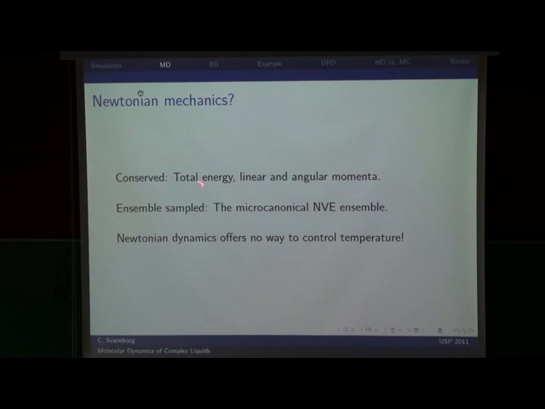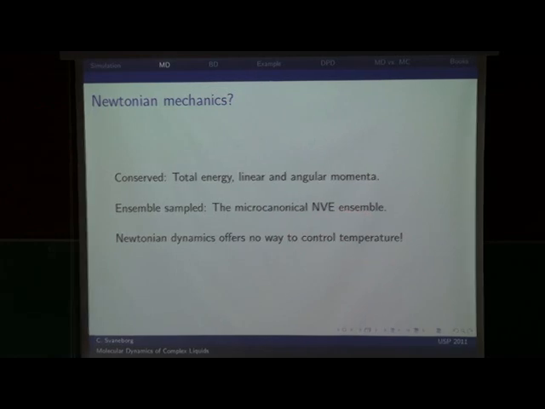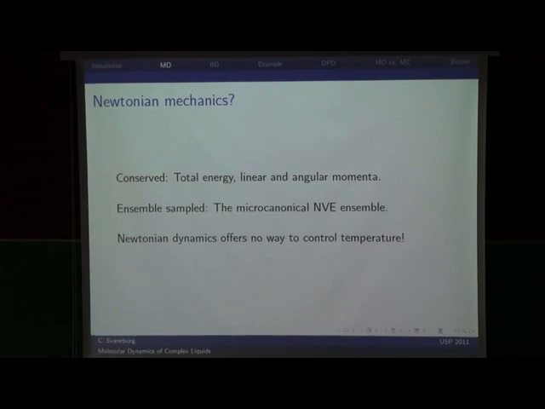So to summarize, what do we know about Newtonian mechanics? Well, we know the total energy, the linear and the angular momenta are all conserved. This means that what we are simulating when we're doing a simulation with Newtonian dynamics is a microcanonical NVE ensemble, because we know energy is conserved in Newtonian dynamics, and there's no way to control temperature. We can take the kinetic energy and convert it into a kinetic temperature, but we cannot control temperature with Newtonian dynamics.